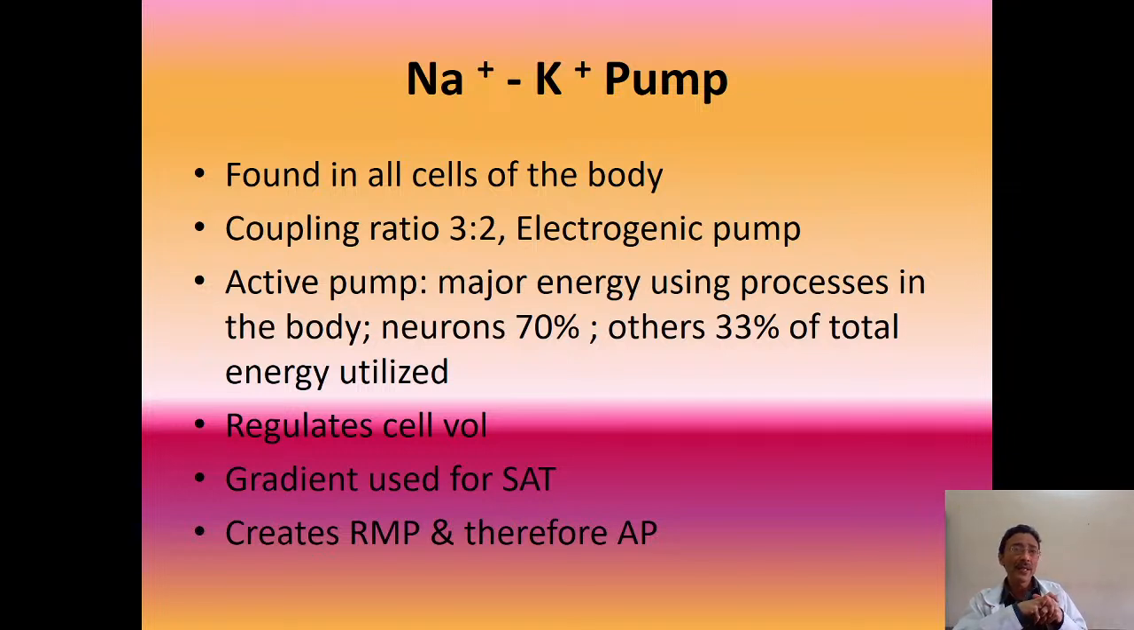What do you mean by coupling ratio? Coupling ratio means 3 positive ions, that is sodium ions, binding on one side, and 2 positive ions, that is potassium ions, binding on the inside. So 3:2 is the ratio, and because of this coupling ratio, and the antiport direction, sodium moving from inside to outside, potassium moving from outside to inside, it alters the electrical nature of the cell activity. Hence, it is also known as an electrogenic pump.